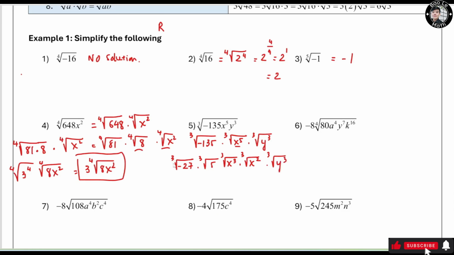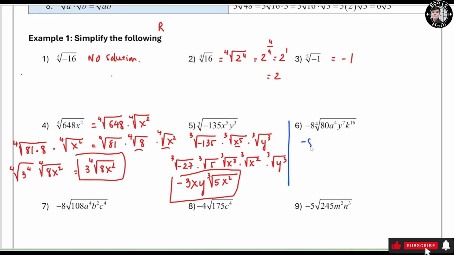Now cube root of negative 27 is going to be negative 3, right? Now cube root of s cubed is going to be s, right? Now cube root of y cubed is going to be y, right? And you have cube root of, combine this, 5 s squared, right? This one is the final answer. Now question number 6.